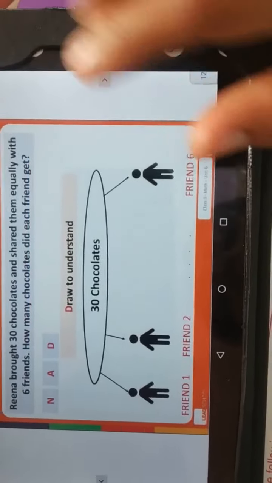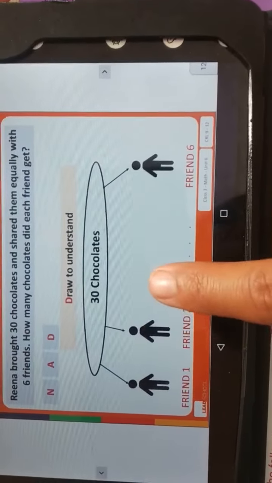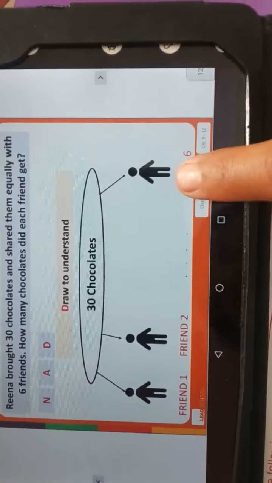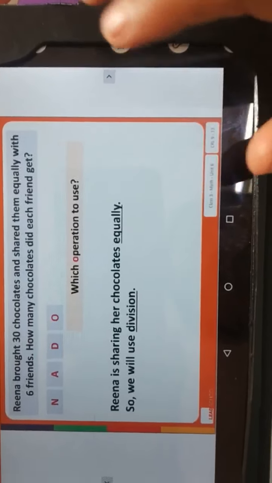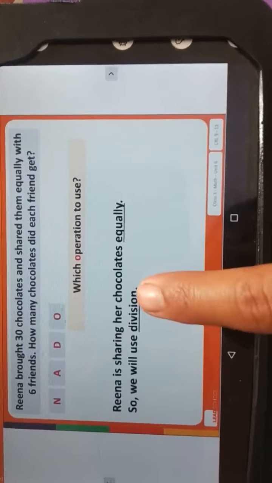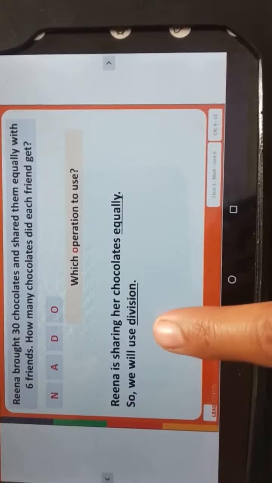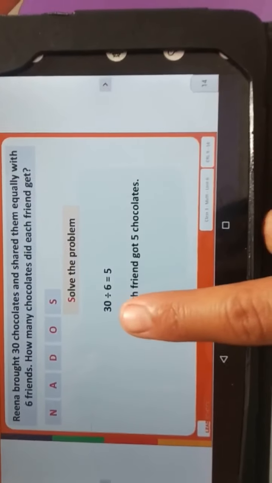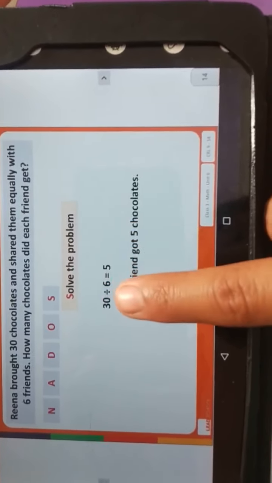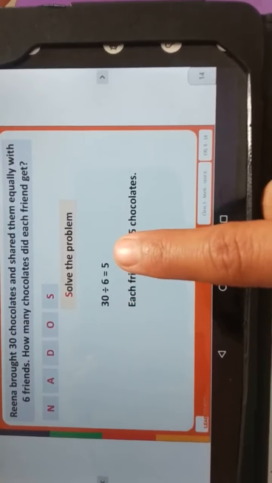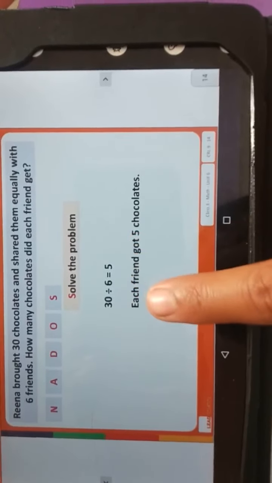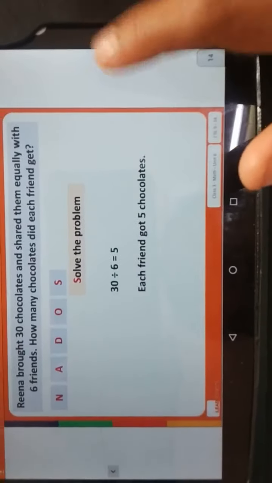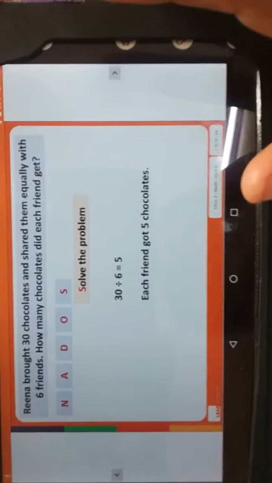That one, here we have to draw. What we have to draw here? Here we have to draw 13 chocolates among 6 friends. Okay. So in that, Reena is sharing her chocolates equally, so we'll use division. 13 divide 6 is equal to 5. Each friend got 5 chocolates. Okay. Now look at this, everyone.